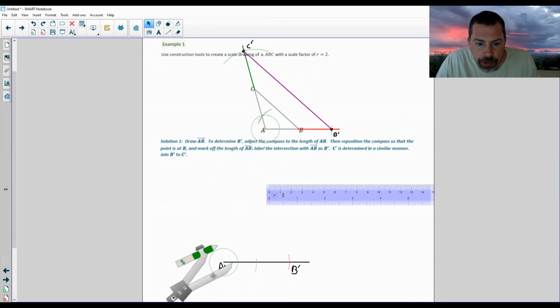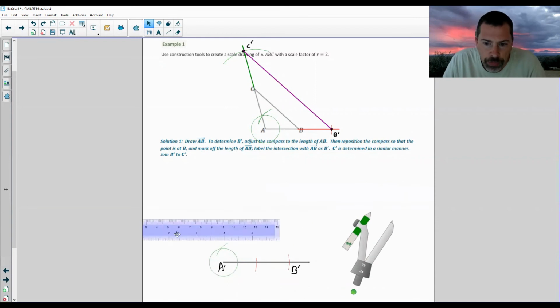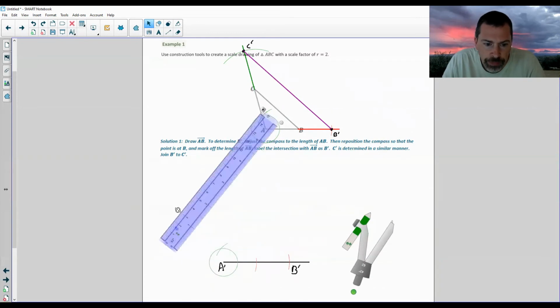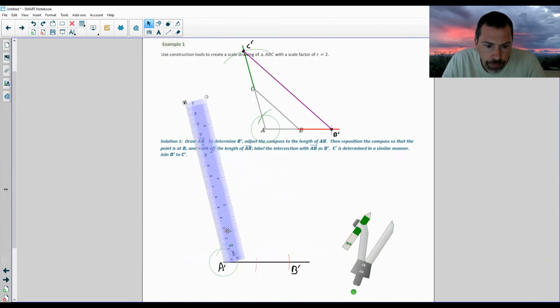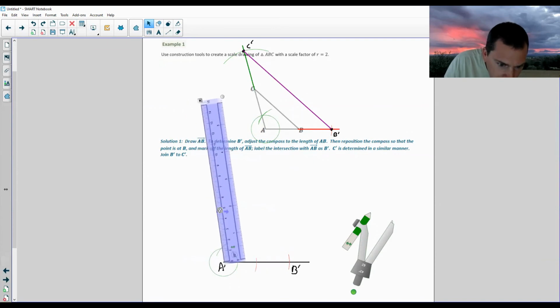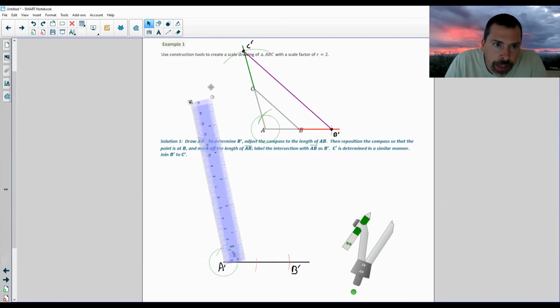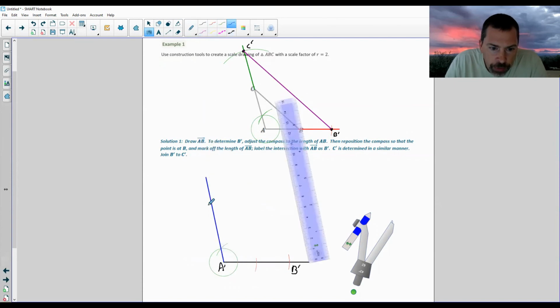There we go. Then I bring this down here, put it right on that intersection point, draw an arc like so, and now I can put my ruler over here, draw a segment that starts at A prime, going through that intersection, and that will be the same angle measure as angle CAB. So that will be C prime, A prime, B prime.